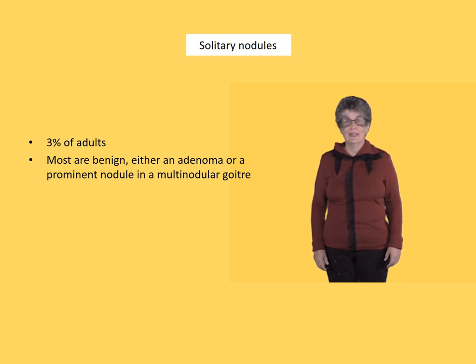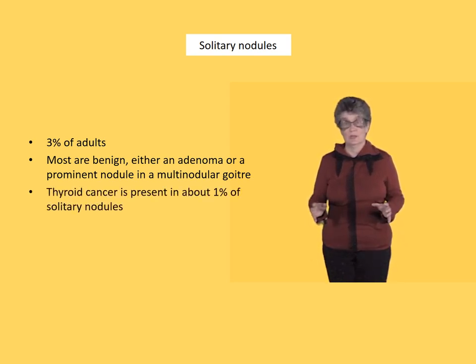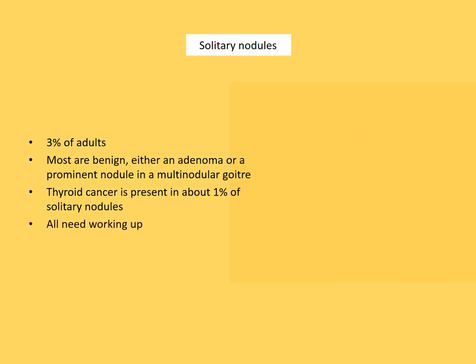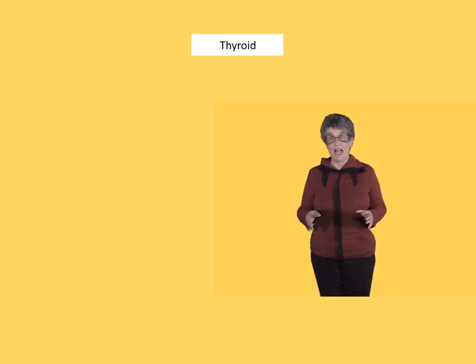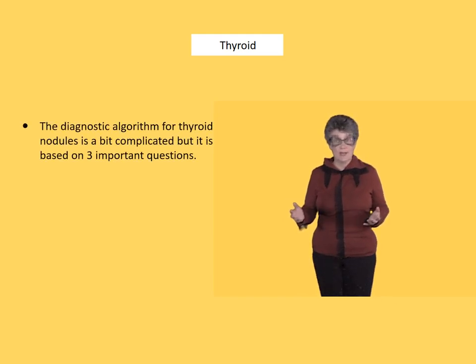Thyroid cancer is present in only about 1% of solitary nodules. But all solitary nodules need working up to exclude thyroid cancer. There is a diagnostic algorithm for thyroid nodules, which I suggest you don't memorise, but look up on your phone when you actually need to know it. It's based on 3 questions.